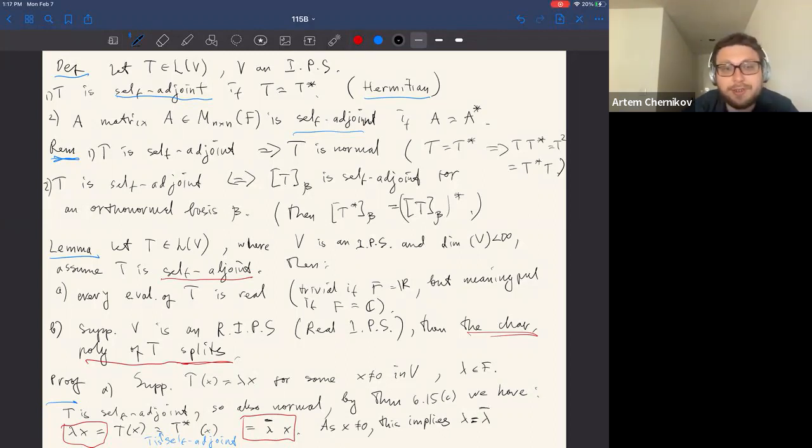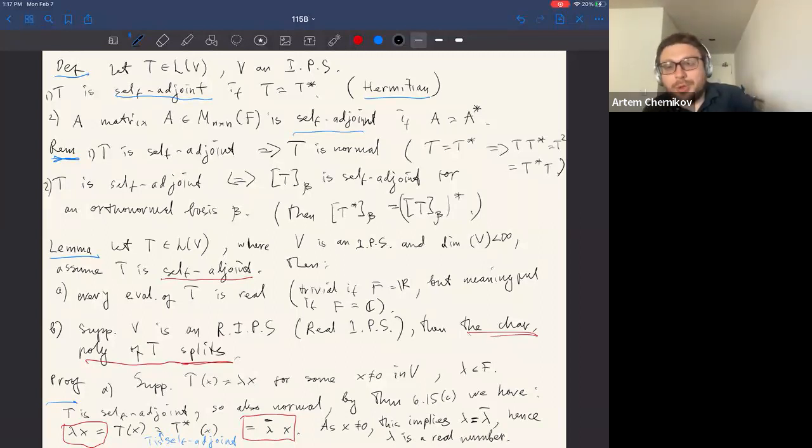Because if we multiply x by two different scalars, we would get two different vectors. But here we get the same, so the scalars must be the same. And hence, lambda is real. So lambda is a real number, because we know that the complex numbers which are equal to their complex conjugate are exactly the real numbers. So this tells us that lambda is real, and this proves part A.